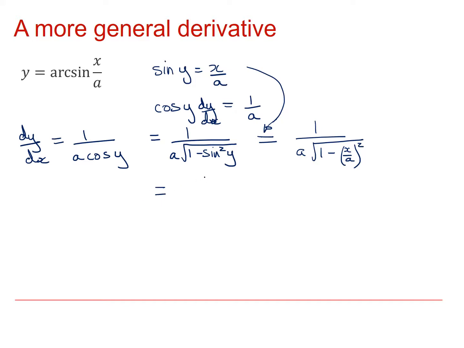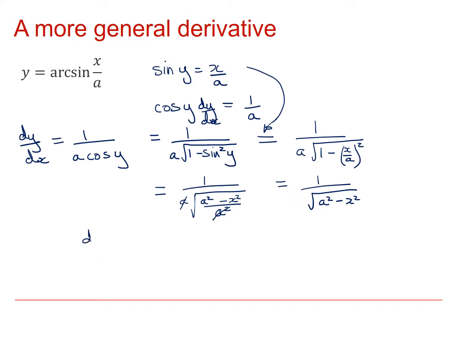Okay, a little bit of tidying up to do with that. So I'm going to get 1 over a times the square root of a squared minus x squared all over a squared. I can actually do a bit of cancelling down at the bottom here. This a squared, as it comes out through the square root, will just become an a, which will cancel off with that a there. And so this gives me 1 over the square root of a squared minus x squared.